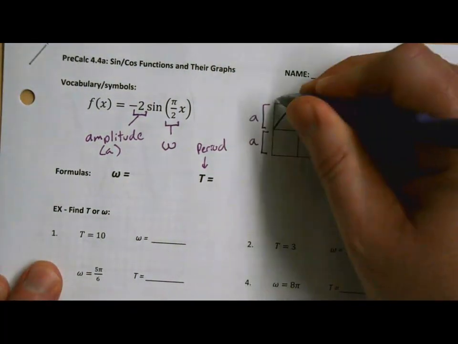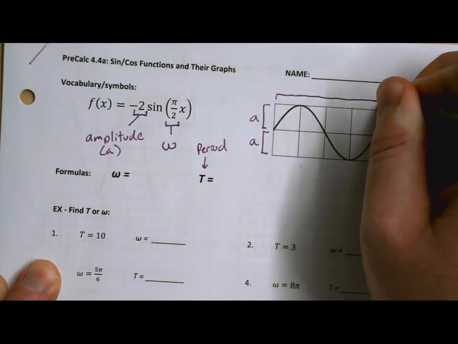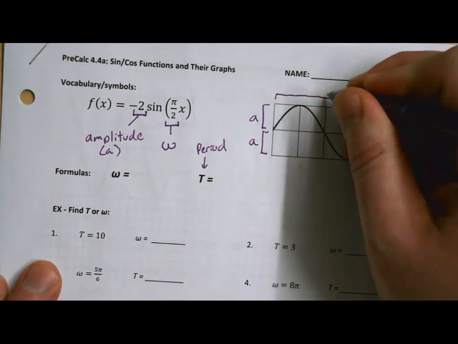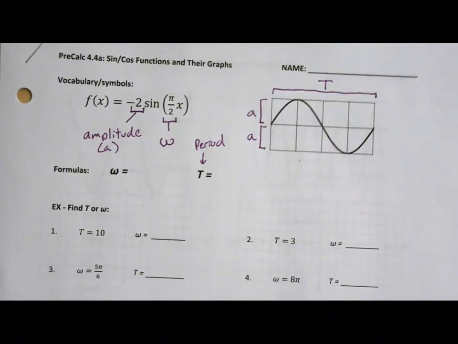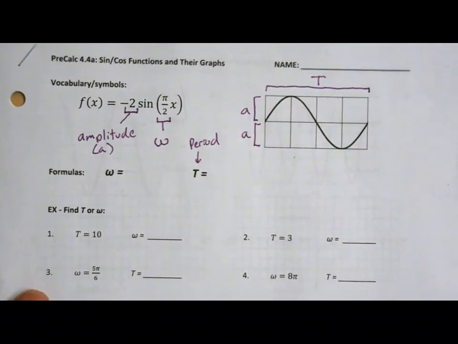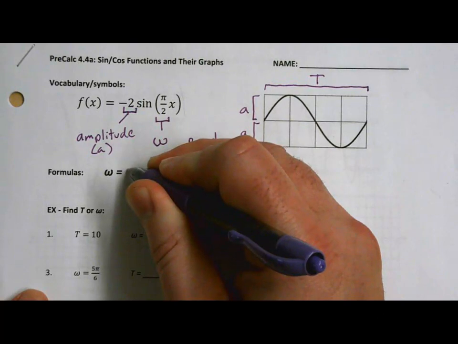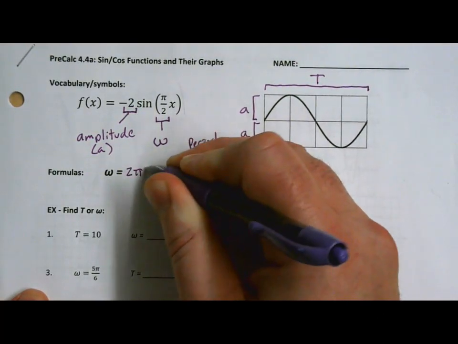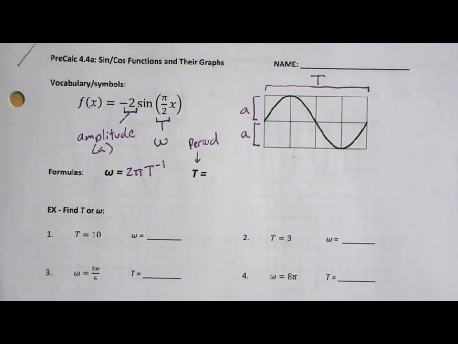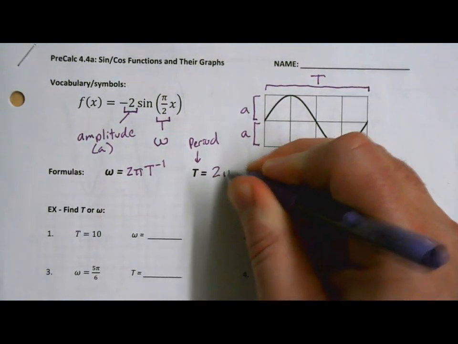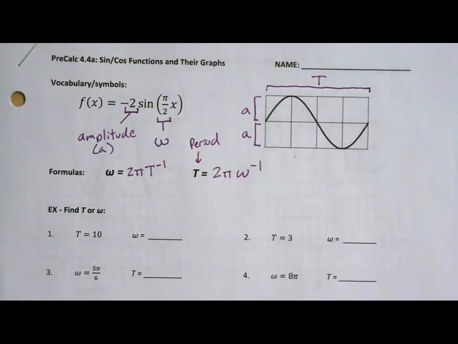And the period is the horizontal width of one pattern of our graph. So that would be t. Omega and period are related by the following formulas. Omega is equal to 2 pi times the reciprocal of t, and period is equal to 2 pi times the reciprocal of omega. And it's really convenient that those are basically the same formula. You're just flip-flopping the variables.